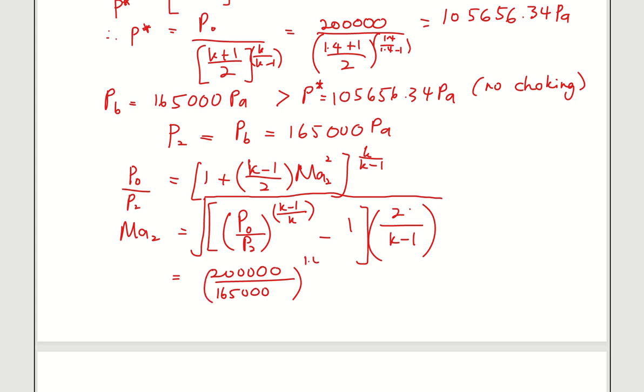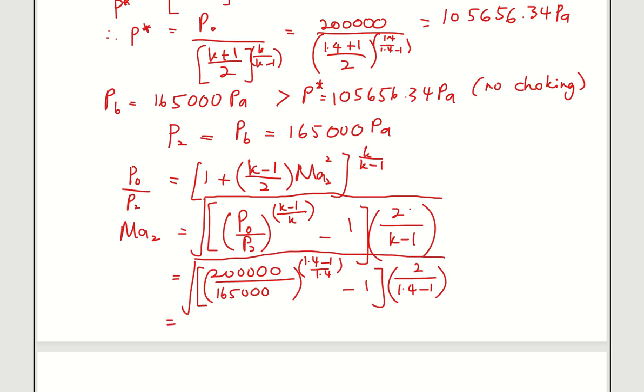there. So 1.4 minus 1 divided by 1.4. Then you minus with 1. And then 2 divided by 1.4 minus 1. Then you have to put the values here. Okay, so what do you get? Please calculate. So you will get 0.532, where this is a subsonic flow.